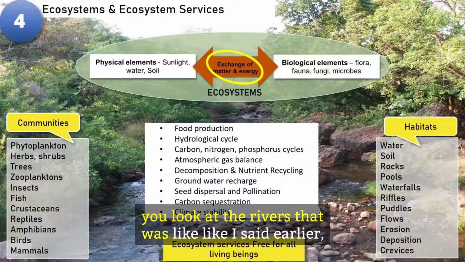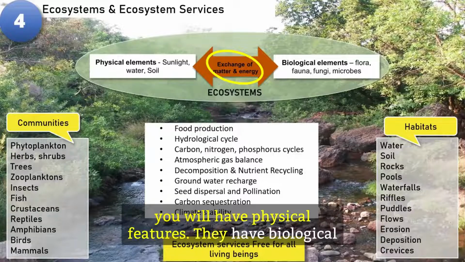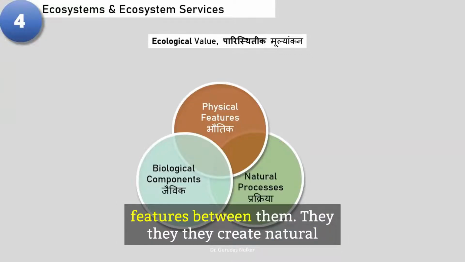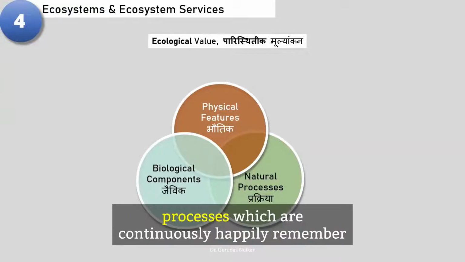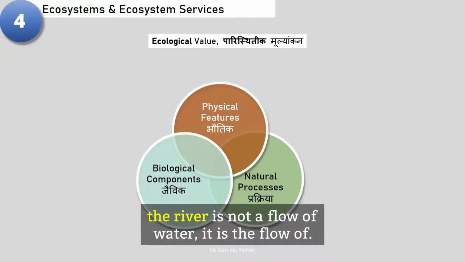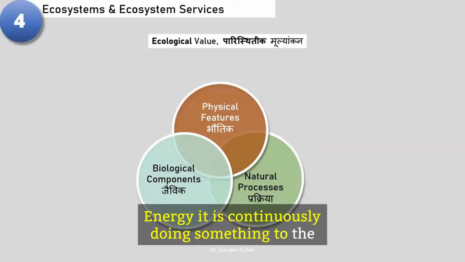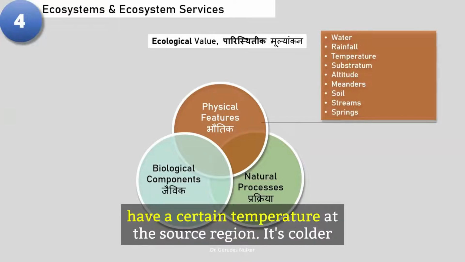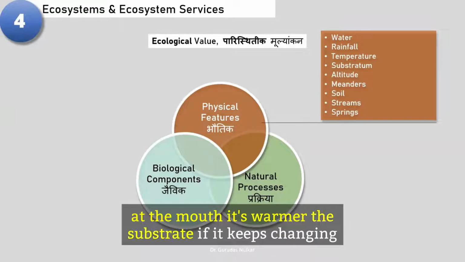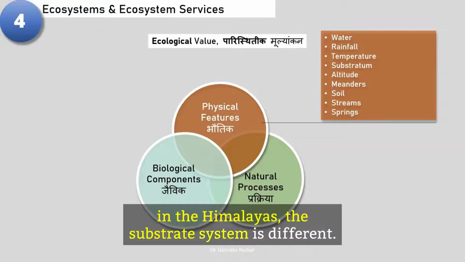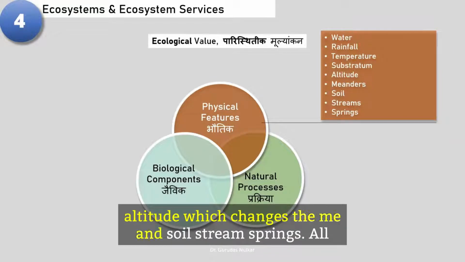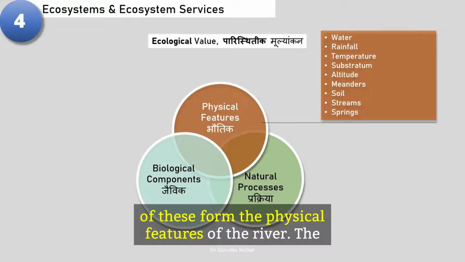If you look at the rivers, like I said earlier, they have physical features, they have biological features, and most importantly, the biological and the physical features, between them, create natural processes which are continuously happening. Remember, the river is not a flow of water, it is a flow of energy. It is continuously doing something to the landscape. And what are the physical features of the river? You have water, you have rainfall, you have a certain temperature. At the source region, it's colder. At the mouth, it's warmer. The substratum keeps changing. In the Himalayas, the substratum is different. In the Deccan Traps, the substratum is different. The altitude changes, the meanders, soil, streams, springs, all of these form the physical features of the river.